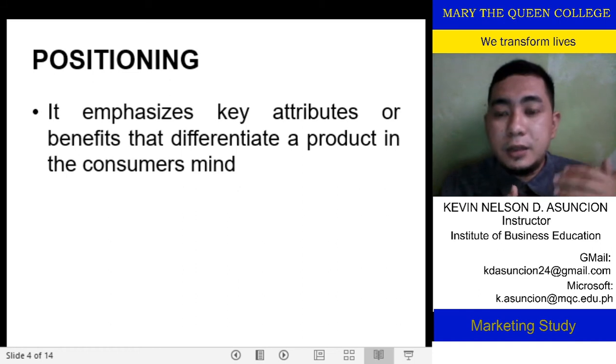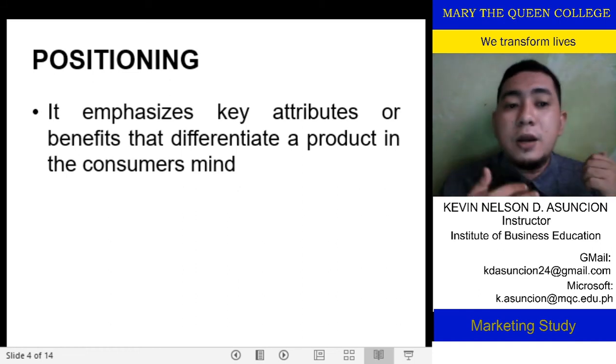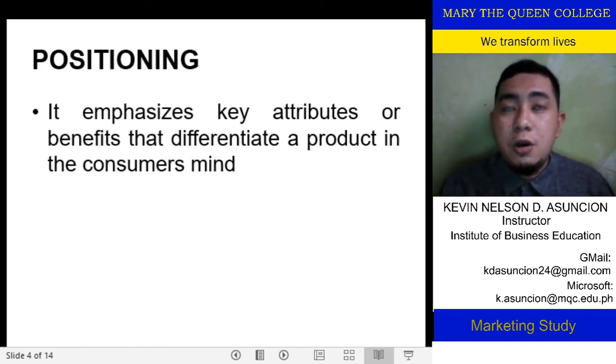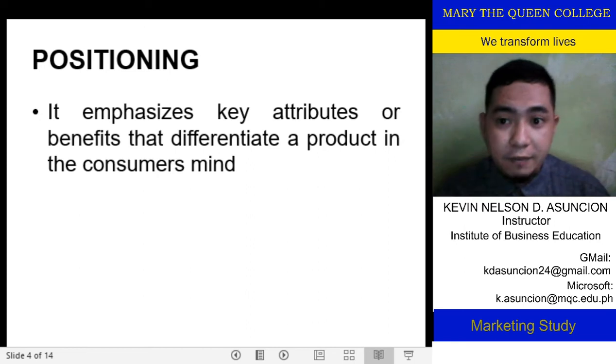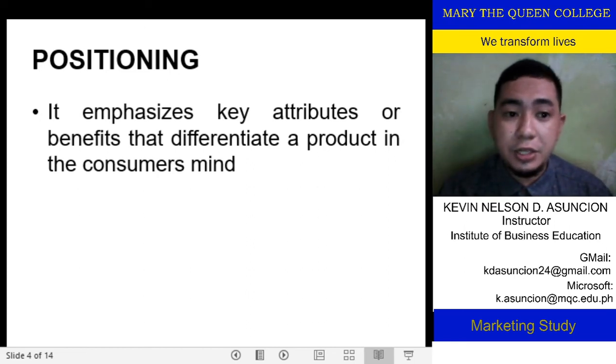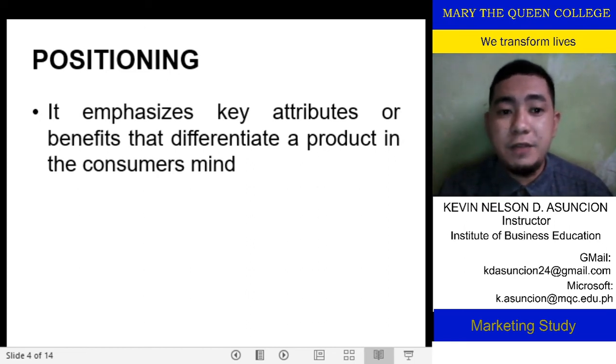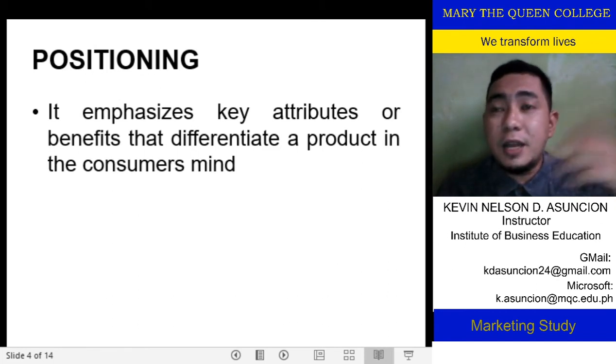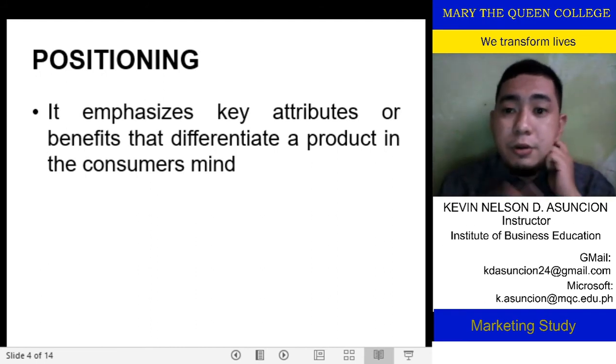Again, after knowing your market segment, targeting your market, you are now able to position what product and how you want to be identified. That's the challenge now. It emphasizes key attributes or benefits that differentiate a product in the customer's mind. Because you know your market, alam mo yung gusto niya, so baka ganun mong gusto i-position yung product mo. Or yung service o business mo. That's the management process ng marketing.